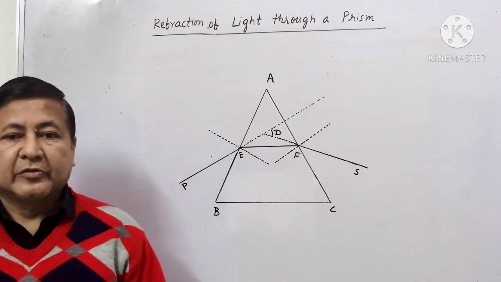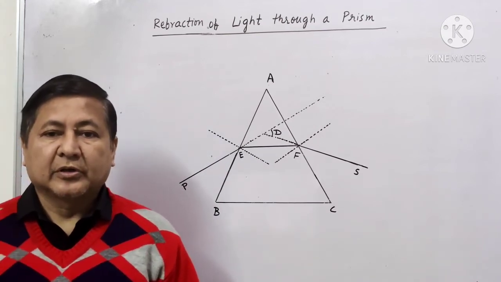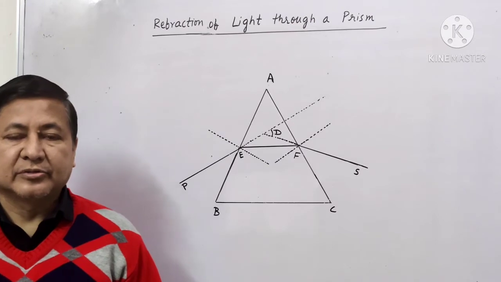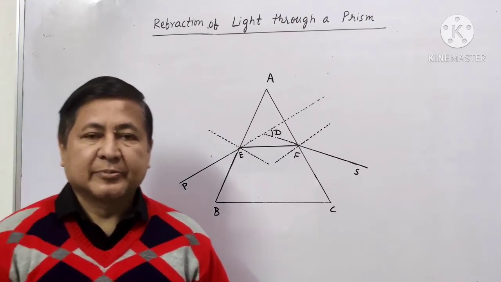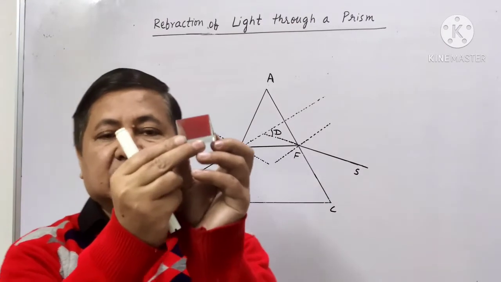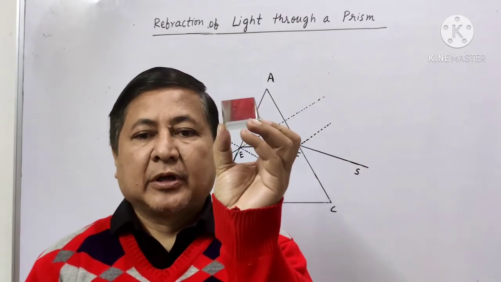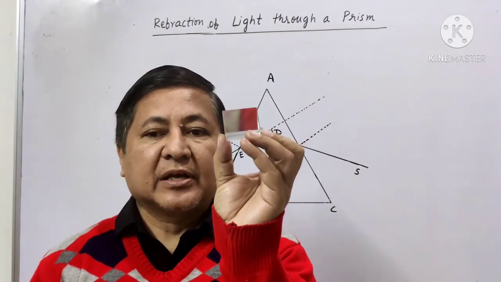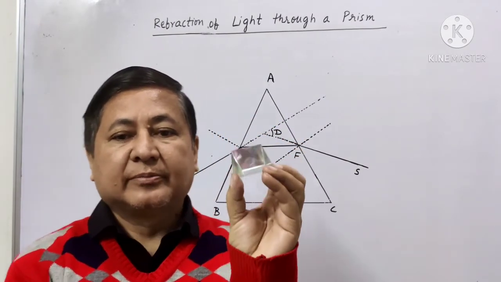Hello students, today we are going to take the topic refraction of light through a prism. Now this is a prism I am holding in my hand. You can see a prism here. A triangular glass prism has two triangular bases.